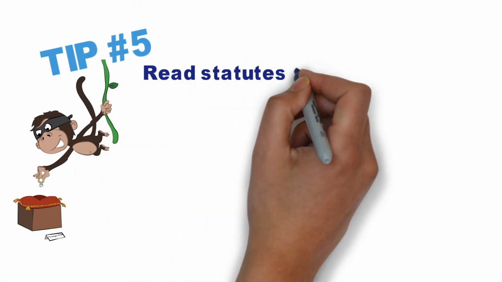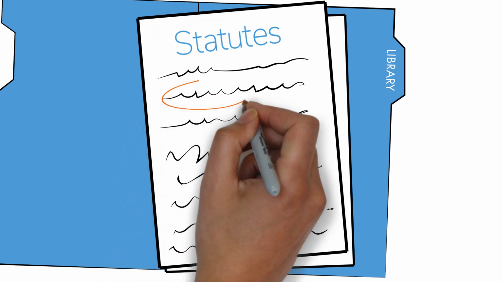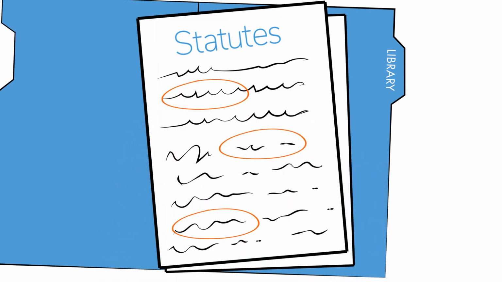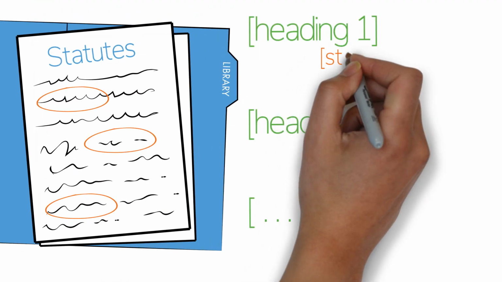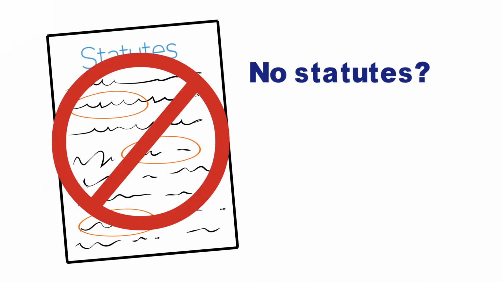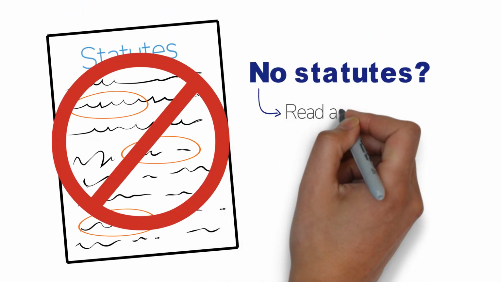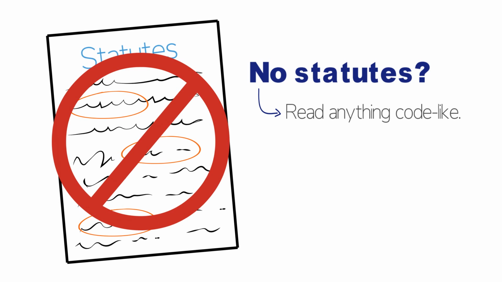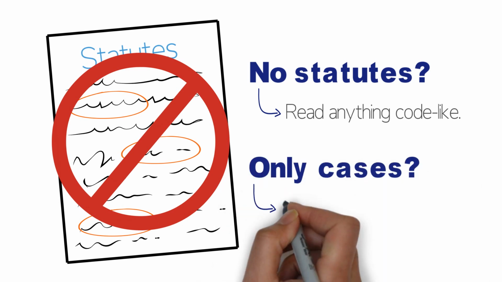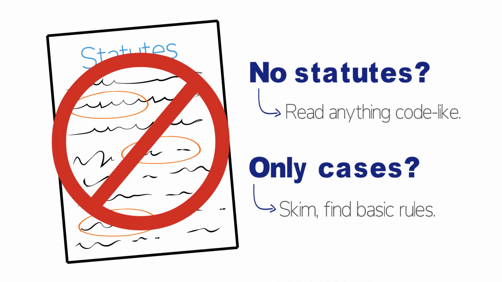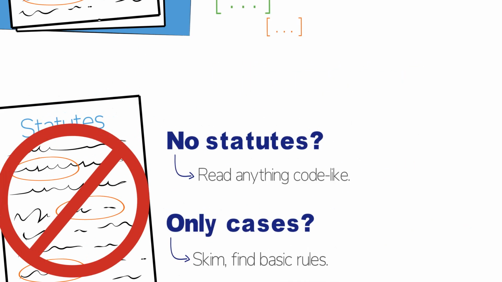Tip number 5, now more on steal, the statutes. Like memos, read the statutes twice. Most of the time, the statutes will give you the basic laws you need to tackle your task. Add pertinent parts of the statutes to your template where they'll be helpful. What if there are no statutes? Then read anything else that's code-like: constitutional provisions, regulations, or codes of conduct. If there are only cases, then skim them to find their basic rules. You'll come back for nuances in a moment.